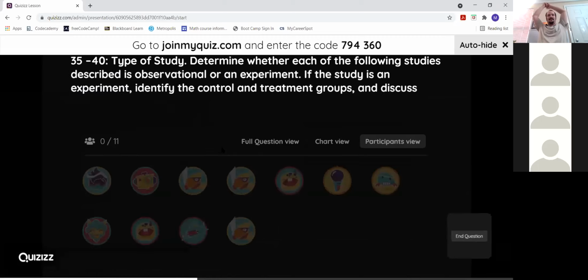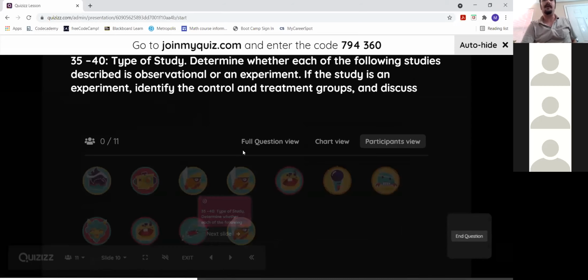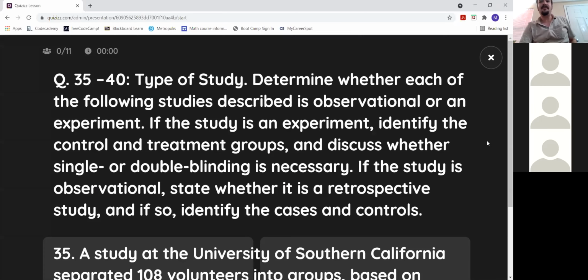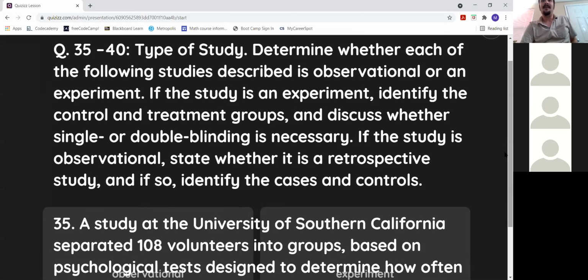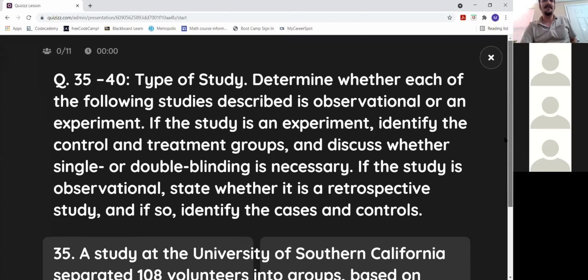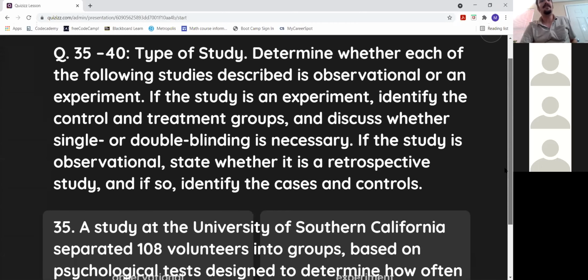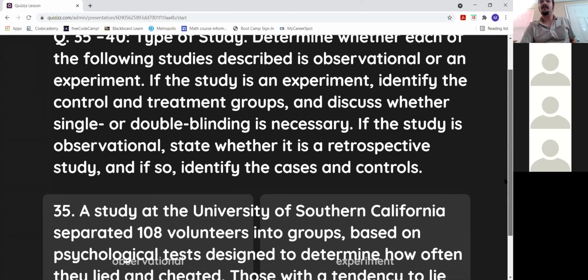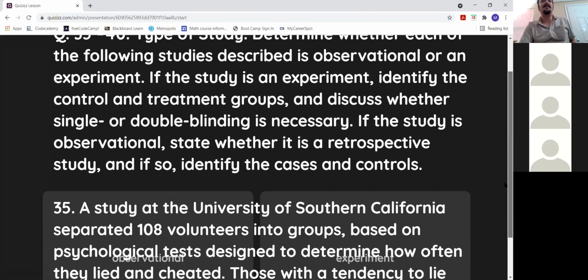Now I think we got some things to talk about. A series of things. Type of study. Determine whether each of the following studies described is observational or experiment. So it's an observational study or an experiment.